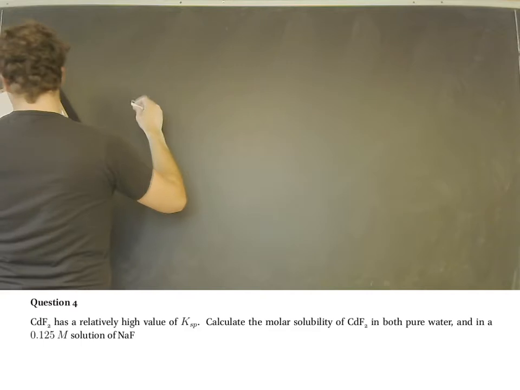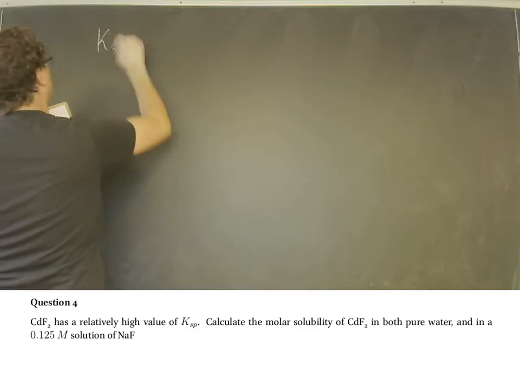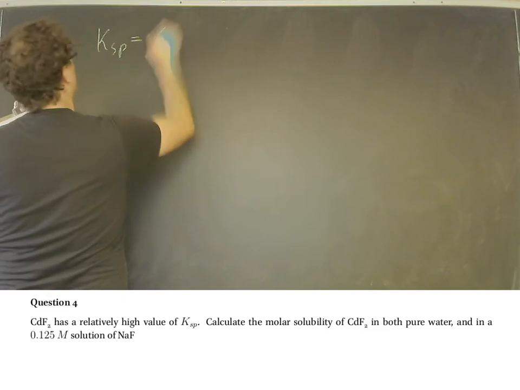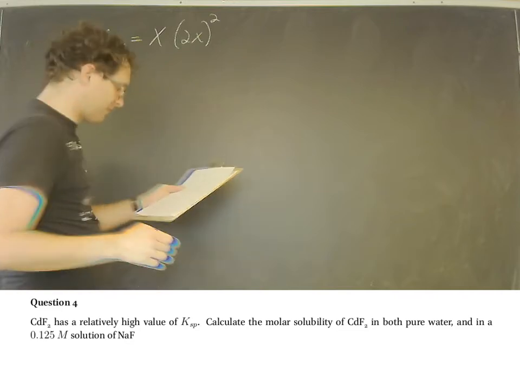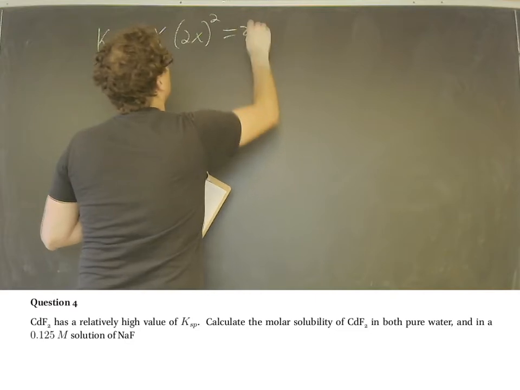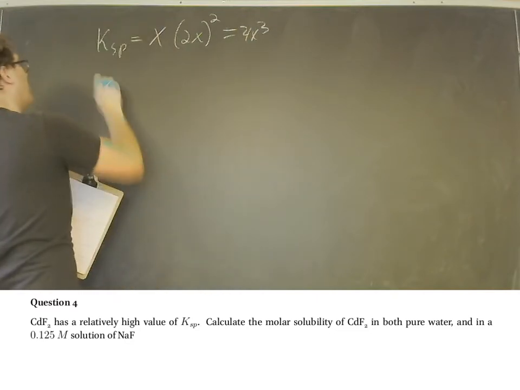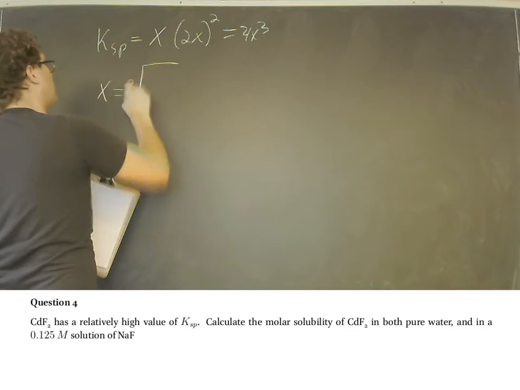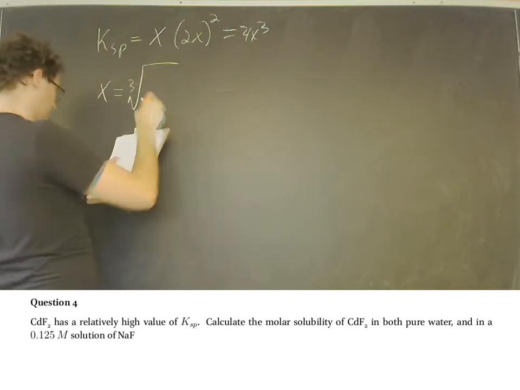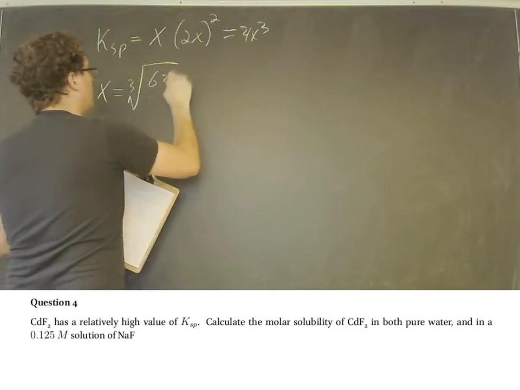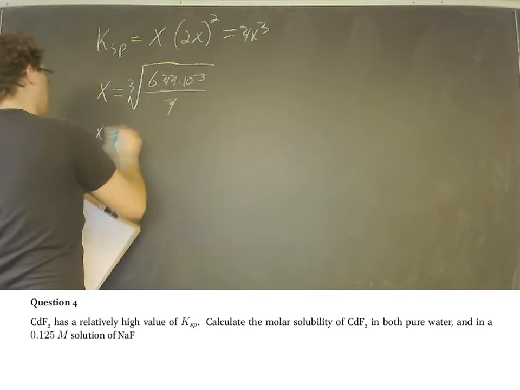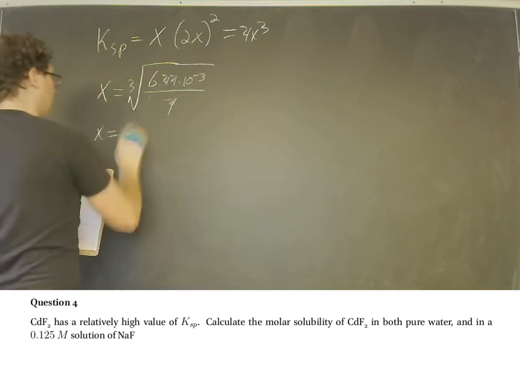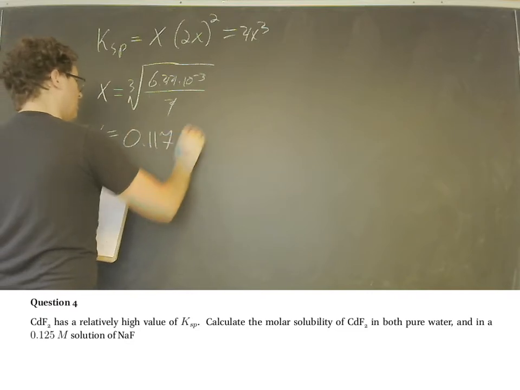So we know that KSP is going to equal the cadmium concentration times the fluoride concentration squared. We're going to find its molar solubility first in water. That's going to equal 4x cubed. Boy, we've seen this 100 times before. X is going to equal the cube root of its KSP, 6.44 times 10 to the negative 3rd, divided by 4. And so its solubility in water is 0.117 molar. Not too bad.